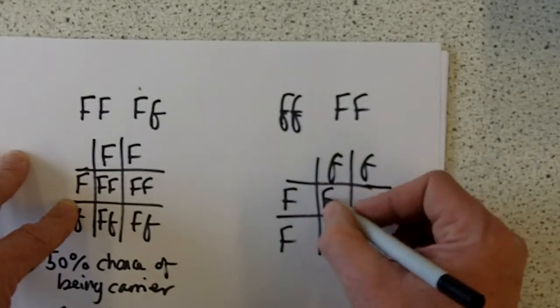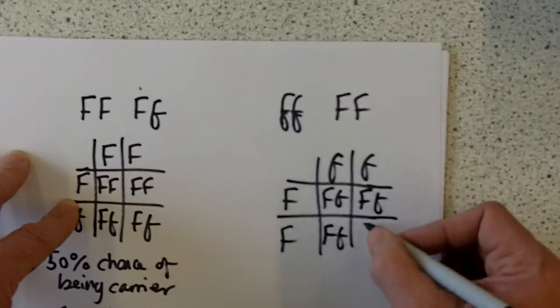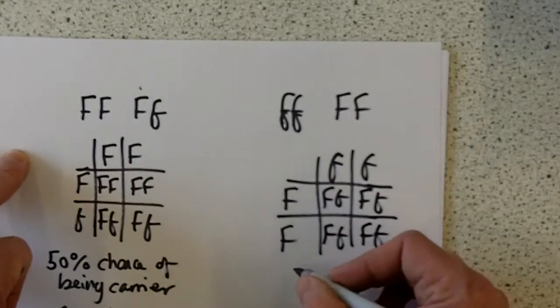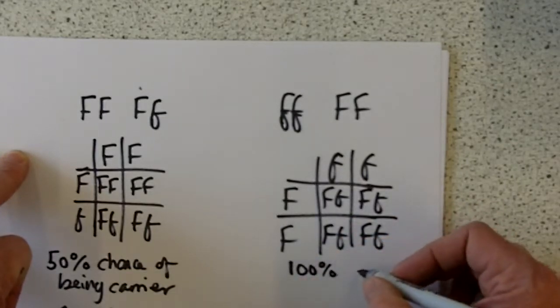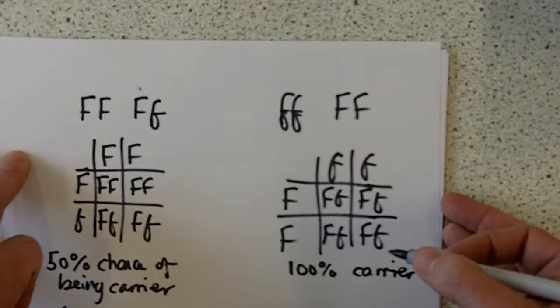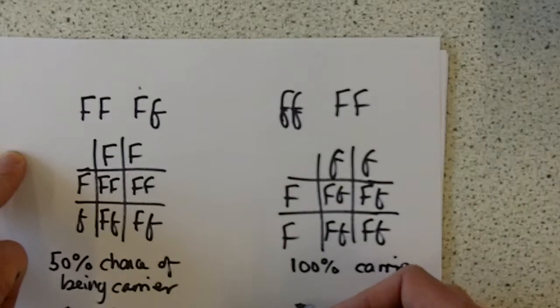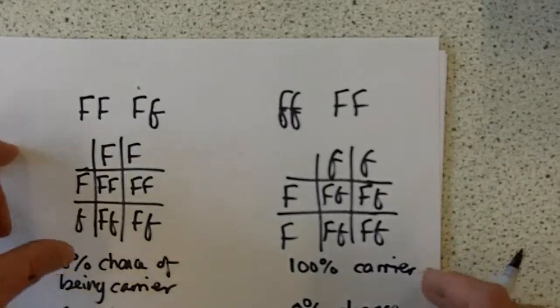Let's see what we get. So big F, little f, big F, little f, big F, little f, big F, little f. So in this case, in every single one of the four chances, the offspring will be a carrier. So 100% chance of being a carrier. So that offspring will have the cystic fibrosis recessive allele. But the chance of having the disease itself, the disorder, is again 0% chance. None of those offspring will get cystic fibrosis. Hopefully that matches your answers too.